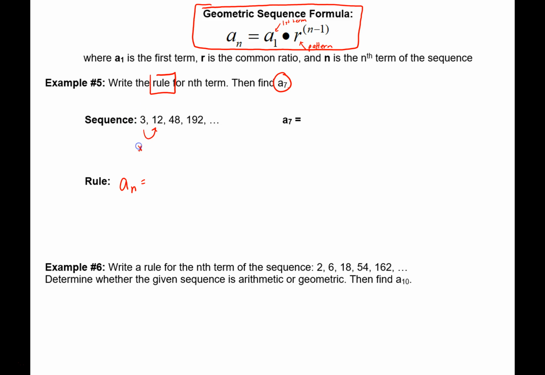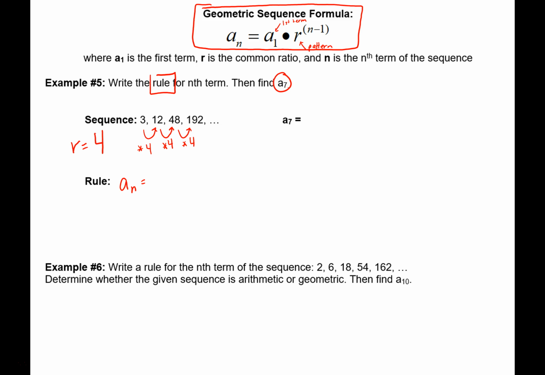3 times what will get us to 12? Well, that's going to be times 4. Let's make sure that still works. Does 12 times 4 equal 48? It does. And that pattern's being followed all the way through. So I know that r in this one is 4.